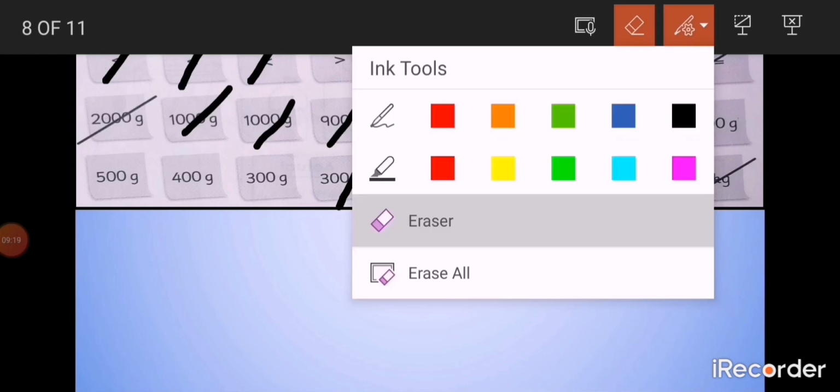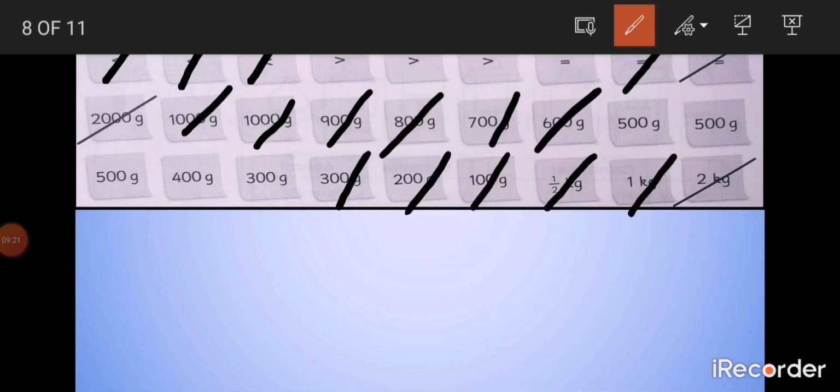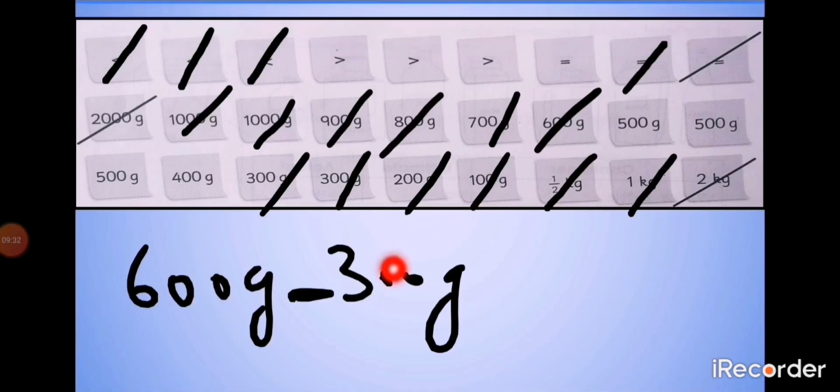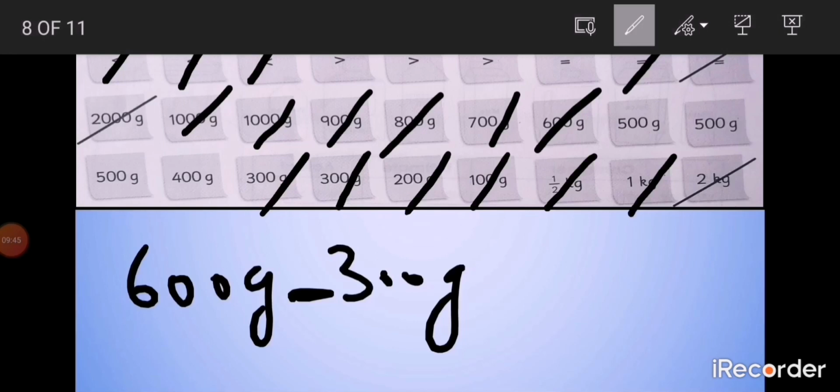Now choose the number from the first line, 600, and now 300. So 600 gram and 300 gram. So compare them. Is 600 greater than 300 or is 600 less than 300? Or they both are equal? No, they are not equal. This is 600, this is 300. So 600 is dash than 300. Greater than or smaller than? Very good. It's greater than. So we'll put the open ends towards 600 and the pointed ends towards 300.